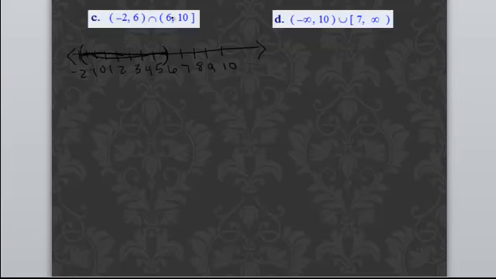Okay, the next one goes from 6 to 10. Let me use a different color here. So 6 to 10, we don't include the 6, but we do include the 10. Okay, this is asking for the intersection of those two. Well, do these cross anywhere? They don't, right? So since there is no solution for this, we actually call this the empty set.